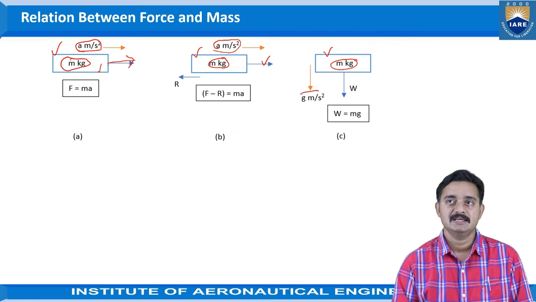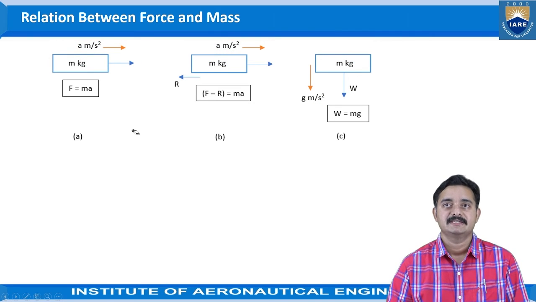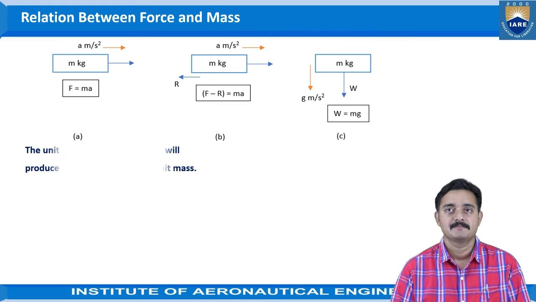In the third case, because of the weight which is applied in the downward direction, there is an acceleration due to gravity, given as g meters per second square. So in this situation, let us consider the equations.